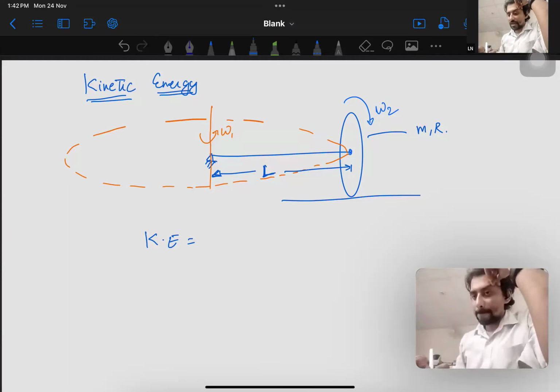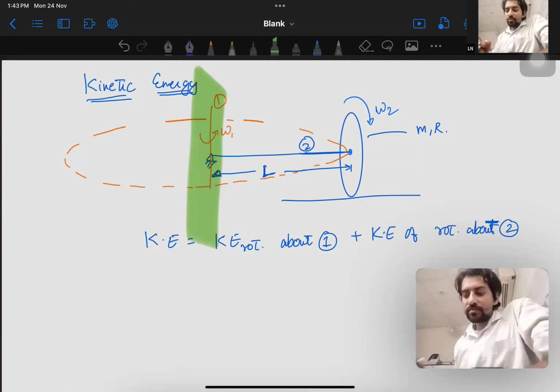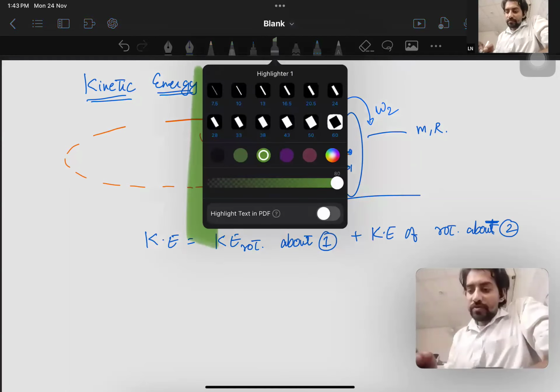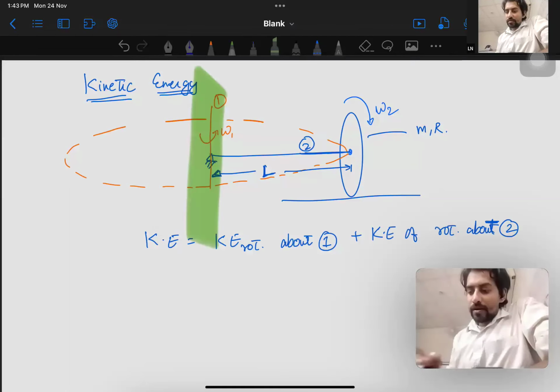So what is the moment of inertia of the object about this axis, and what is the moment of inertia of this object about this axis? We'll do half I omega square about these two axes, and that's the answer. So we get this as equal to half I1 omega 1 square plus half I2 omega 2 square.